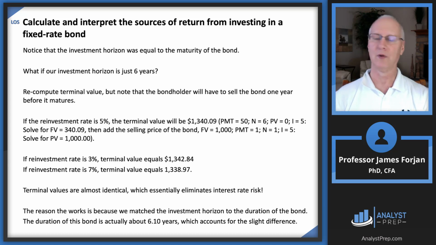So let's suppose that rates either go up or down. So in the second example, let's suppose that the reinvestment rate is now 3%. We go through that same kind of a process. The terminal value is going to equal $1,342. If the reinvestment rate is 7%, if we can reinvest at a higher rate, terminal value equals $1,338. Oh my gosh, do you see what's going on here? The terminal values are almost identical.